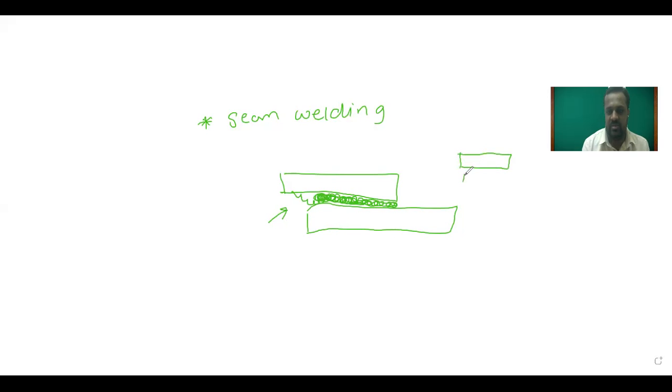See, this is the workpiece, and here we are making the welding, but the welding will be continuous like this. Continuous spot welding is carried out like this, so this is called seam welding. Again, we have an animation of seam welding also, so I will show you.